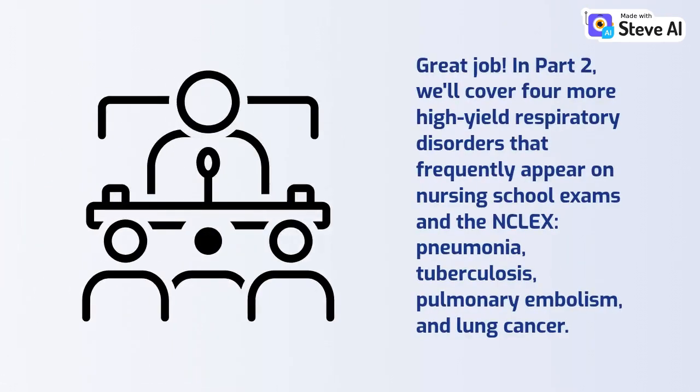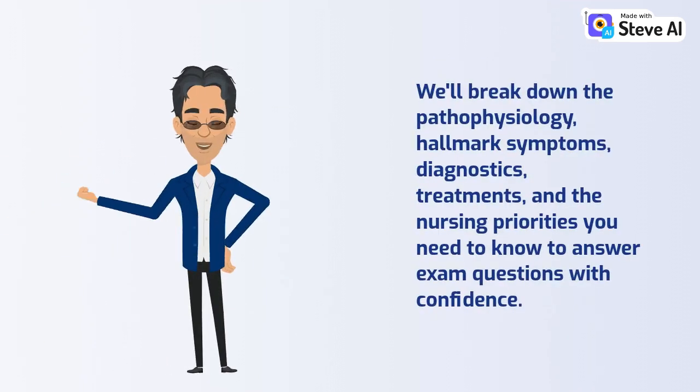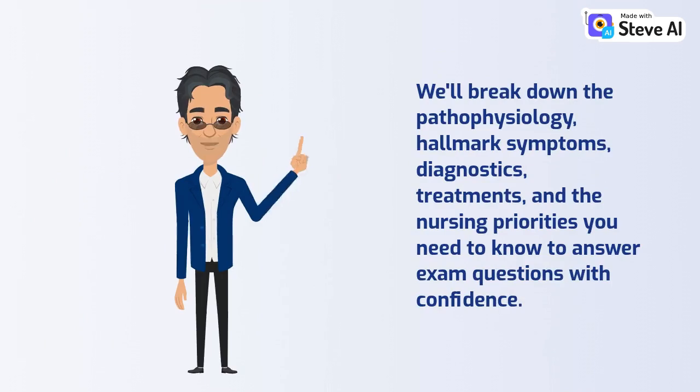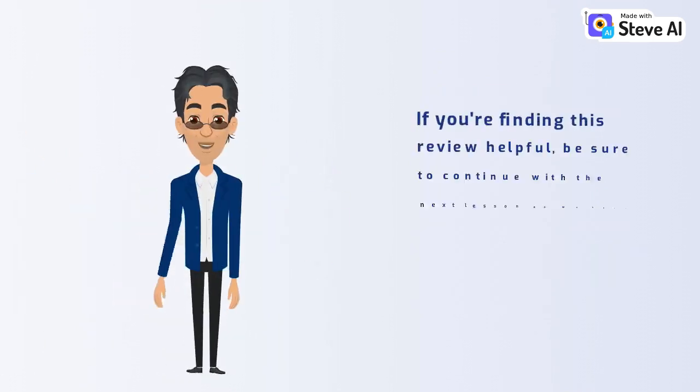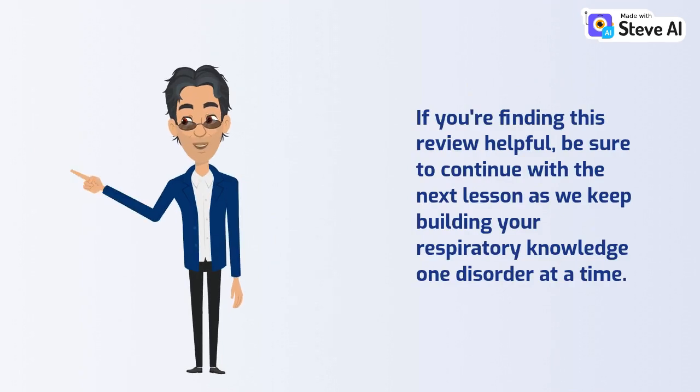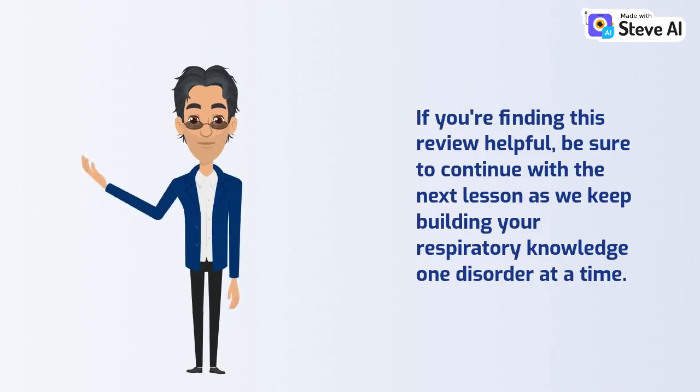Outro. Great job. In Part 2, we'll cover 4 more high-yield respiratory disorders that frequently appear on nursing school exams and the NCLEX: pneumonia, tuberculosis, pulmonary embolism, and lung cancer. We'll break down the pathophysiology, hallmark symptoms, diagnostics, treatments, and the nursing priorities you need to know to answer exam questions with confidence. If you're finding this review helpful, be sure to continue with the next lesson as we keep building your respiratory knowledge one disorder at a time.